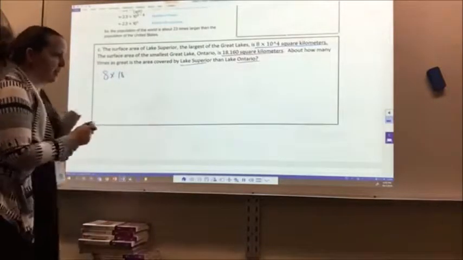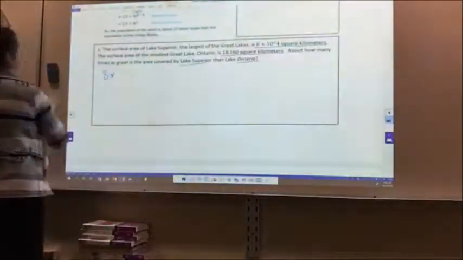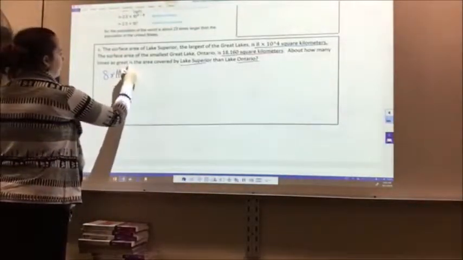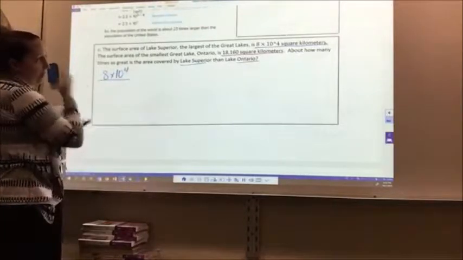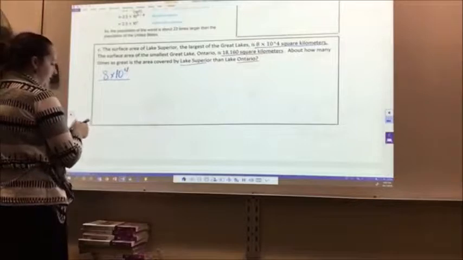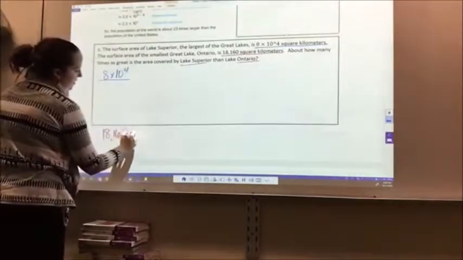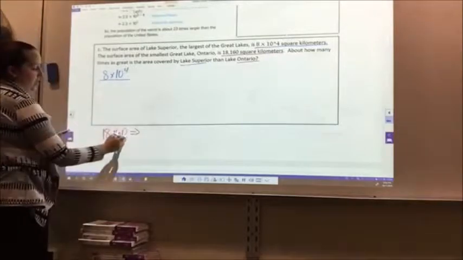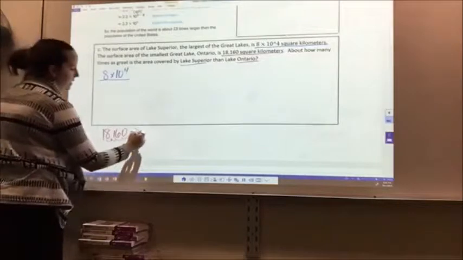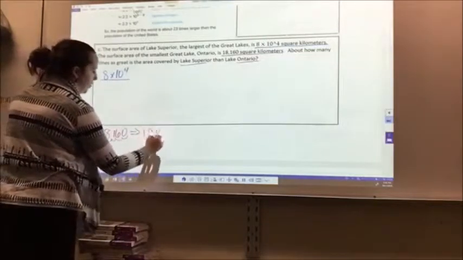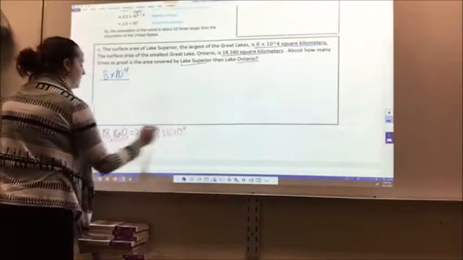So when I set this up, I want to go ahead and set it up over, and then I want to change 18,160 into scientific notation. So when I do this, I move my decimal 1, 2, 3, 4 times. So I get 1.816 times 10 to the 4th.